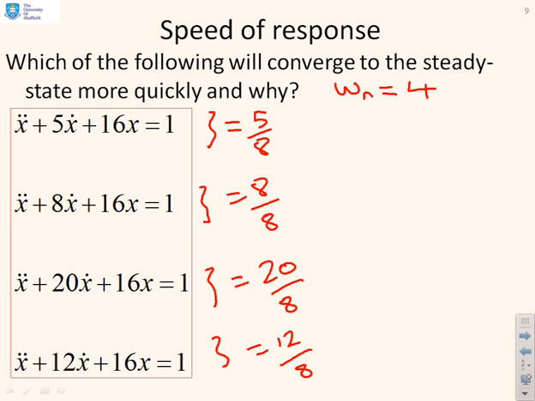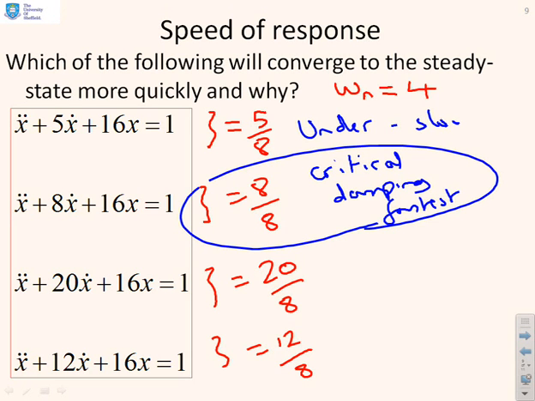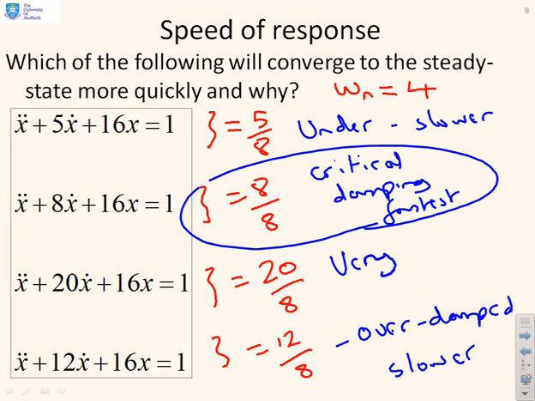So clearly, this one here is critical damping, and so it's the fastest. And what you'll see is this one is underdamped, and therefore it's slower. This one is overdamped, so it's slower, and this one here is very overdamped, so it's very slow.